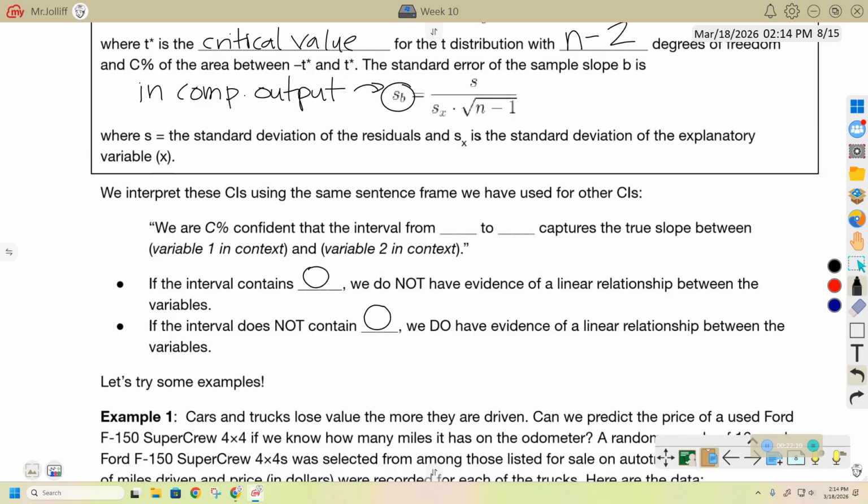And that is the same rule that we were using for two means and two proportion tests. If 0 is in the interval, no evidence. 0 is not contained, is evidence. Same idea.